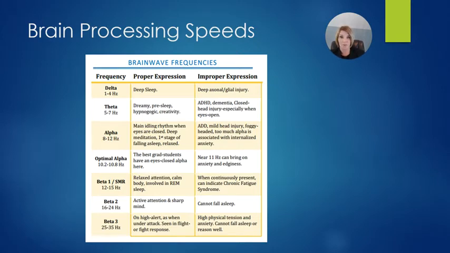It is low beta, and you will see here that it's involved in relaxed attention. If it's being used too much, it can result in chronic fatigue. A little bit faster beta is when you have very focused attention, and if you use too much of that, then you will not be able to fall asleep. The highest, fastest beta is what you use when you are in fight or flight or something very stressful happens.